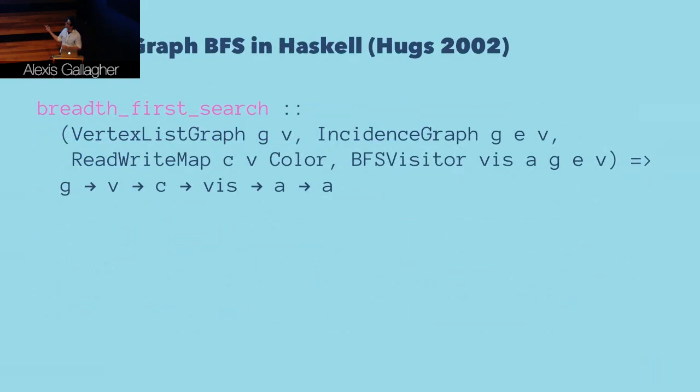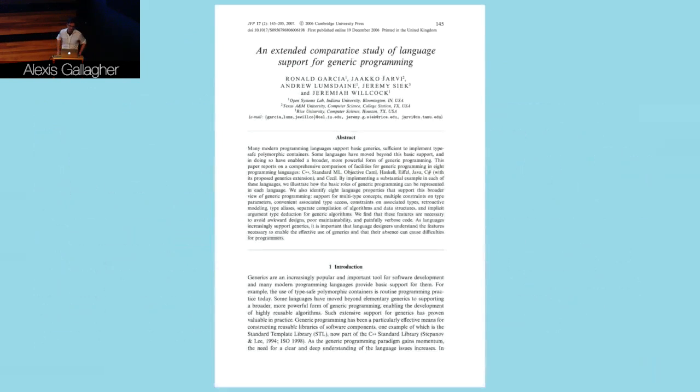Now, why am I showing examples from 2002, 2003? The reason is I didn't come up with these examples myself. These were things that I encountered in the course of trying to understand the motivations behind the Swift design. And I think the magic key for understanding this more deeply is this document I found, which is a paper published finally in the Journal of Functional Programming in 2007, Extended Comparative Study of Language Support for Generics.